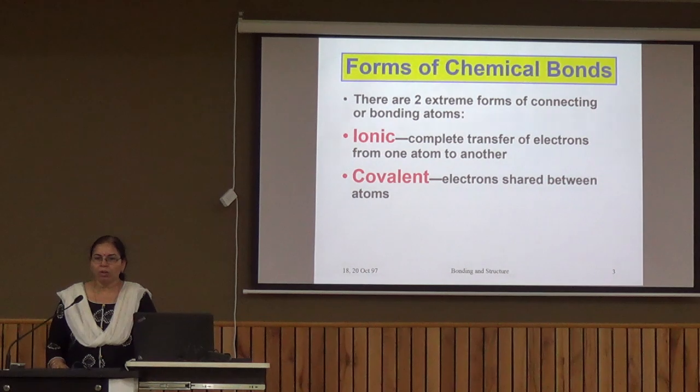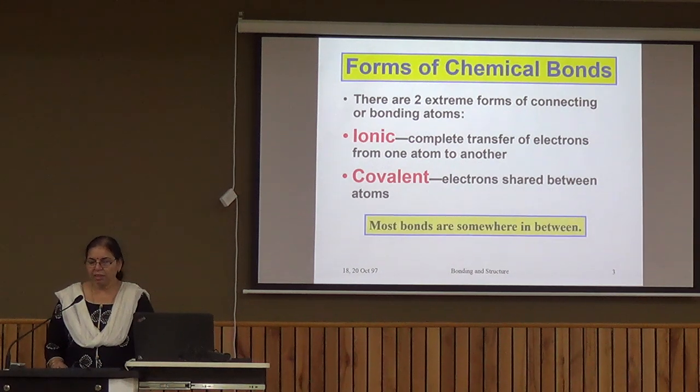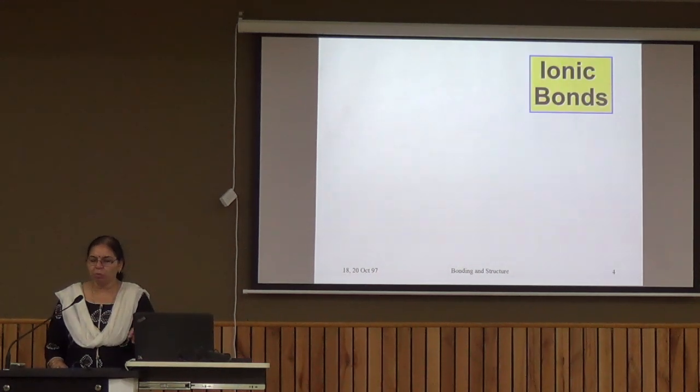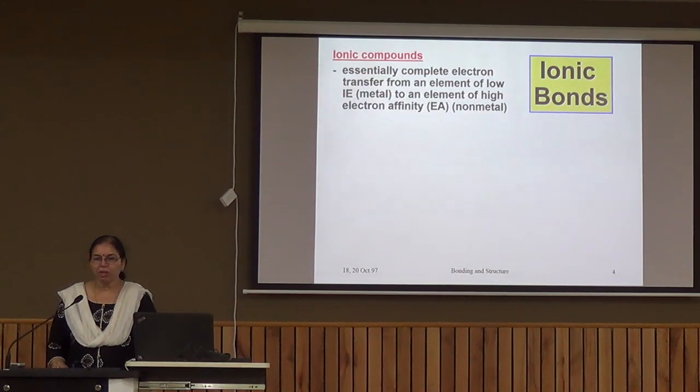Covalent bond. A covalent bond is generally formed between two non-metallic elements, in which sharing of electrons will take place. Most bonds are somewhere in between. That is why we cannot say that a particular bond is 100% ionic or 100% covalent. In an ionic bond, some covalent character is present, while in a covalent bond some ionic character is present.